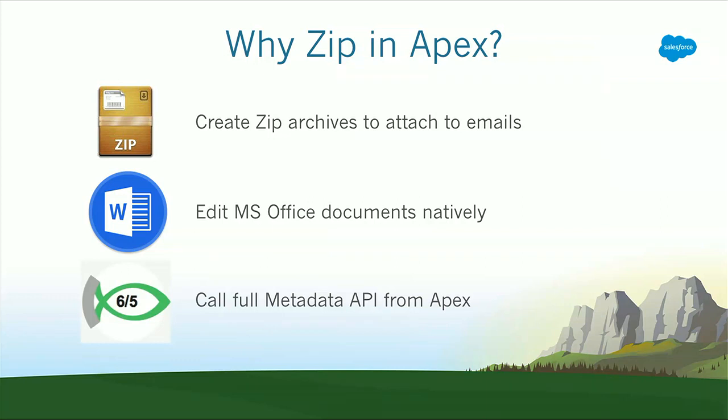And another thing that you can do is call the full metadata API from Apex. There's now some limited support natively in Apex for the metadata API, but if you actually want to make a call to the regular metadata API, you need to zip files and send everything zipped, so you're able to do that. Some of you might recognize the icon there, the little deployment fish.